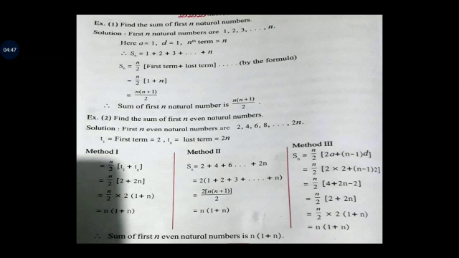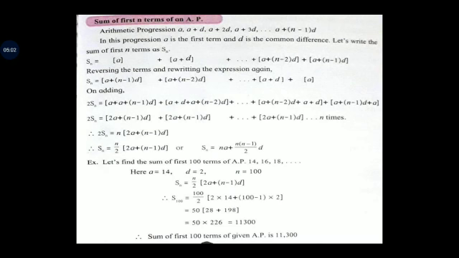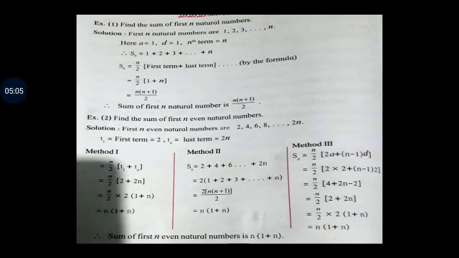Use in that whichever will be convenient for you. Your first method is n by 2 into bracket first term plus last term, as in the previous one you have solved. So the first method is Sn is equal to n by 2 into bracket first term plus last term. Your first term here is 2 and your last term is 2n. So put in the values, you will get the answer. That is n by 2 into bracket 2 plus 2n.